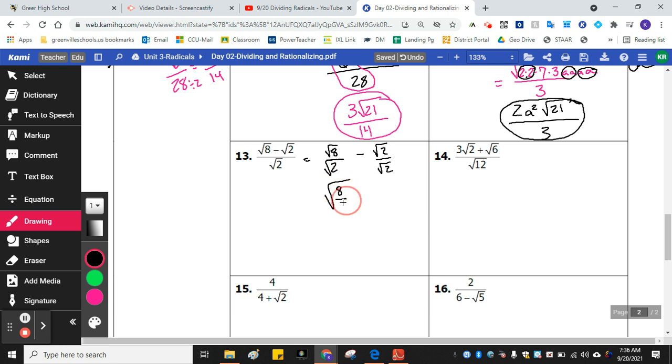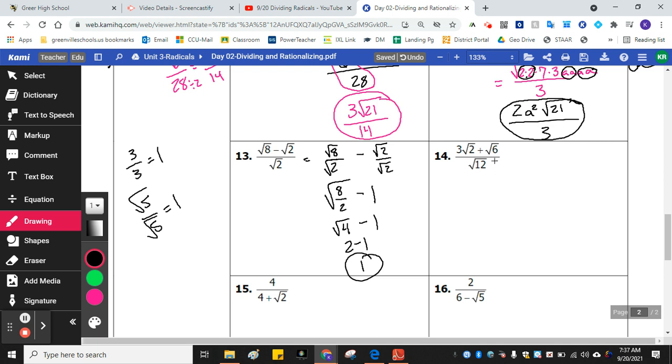Square root of 8 over 2. 8 divided by 2 is 4, so we have the square root of 4. Square root of 2 over square root of 2 is 1. Any number on top of itself is 1. Even if it's square root, it's still 1. And we know the square root of 4 is 2, so 2 minus 1 is 1.